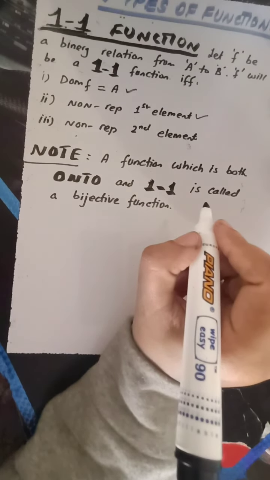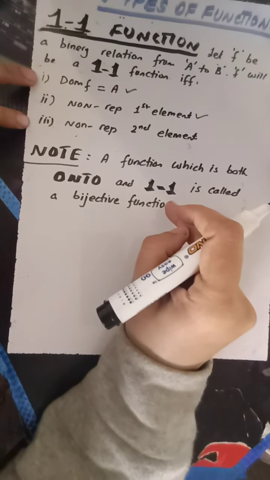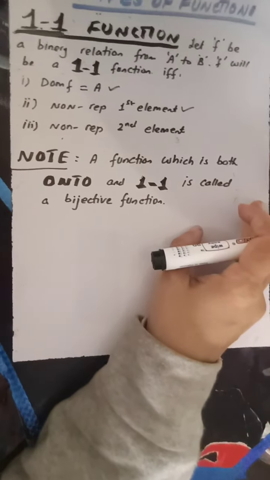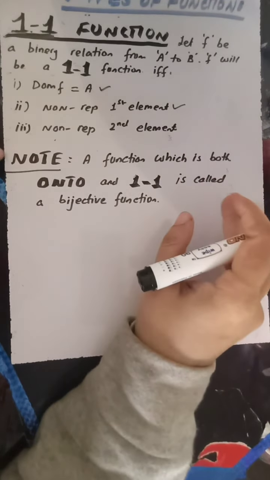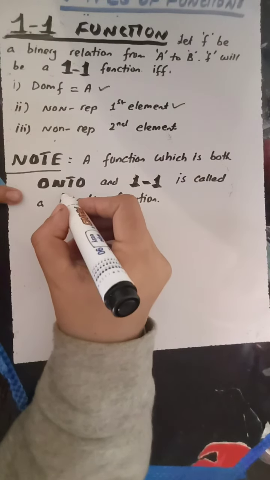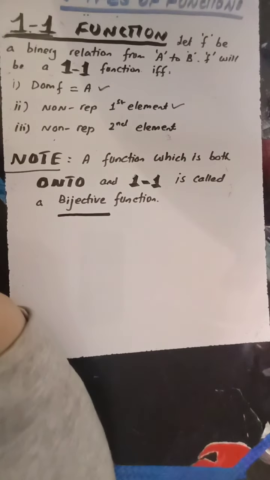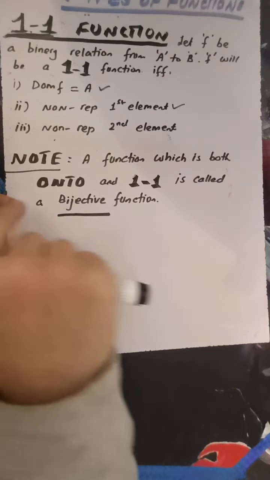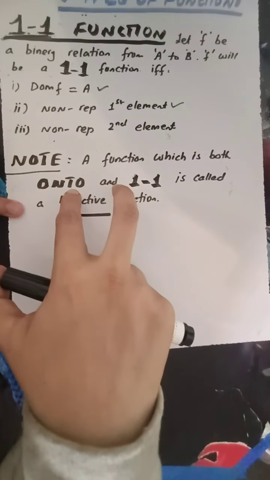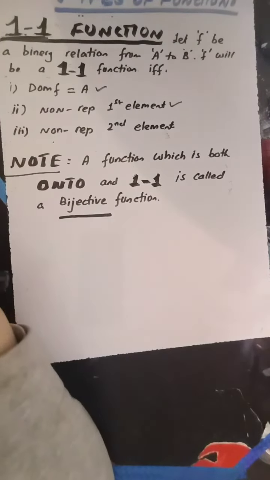So if you have a function which is both 1-1 and onto, which satisfies the three conditions of 1-1 as well as the three conditions of onto, then such a function is called a bijective function. A 1-1 function is also called injective function. Onto function is also called surjective, and this onto plus 1-1, if it contains the properties of both types, is called a bijective function.